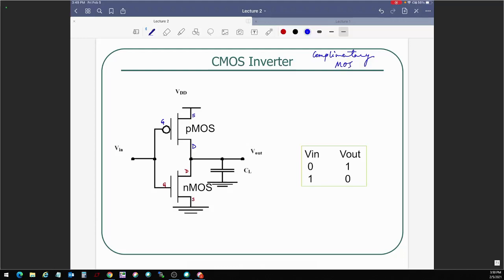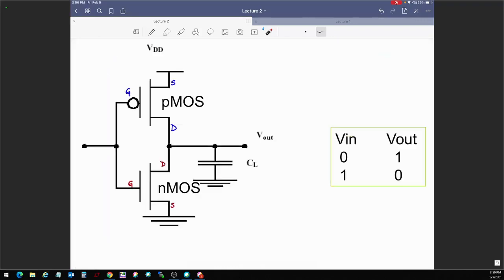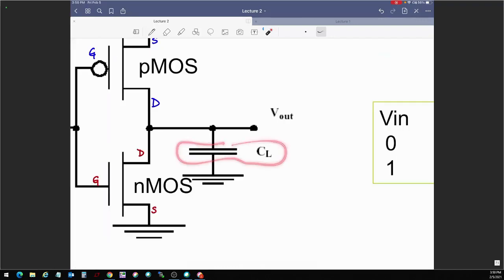Now we are going towards an inverter. We are trying to build a NOT gate here using CMOS transistors, using one nMOS and one pMOS. We also have this capacitive load indicated in the diagram, and this is nothing but the parasitic capacitance that is a property of that MOS.